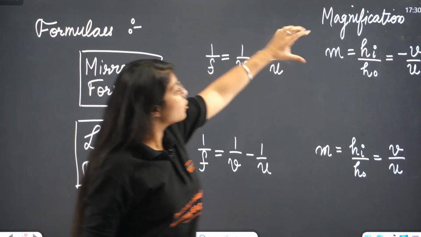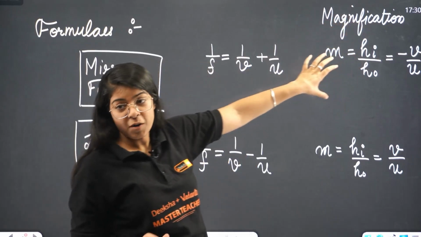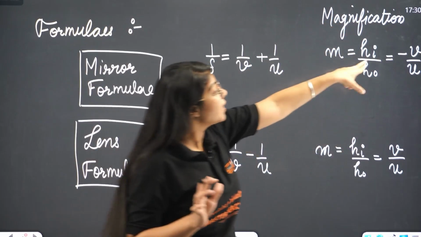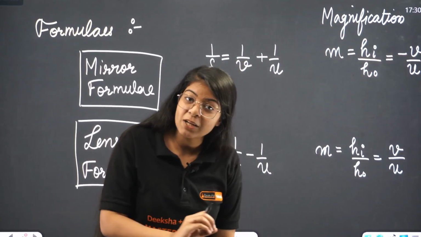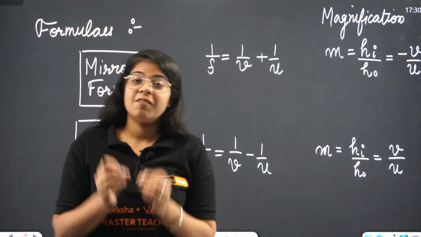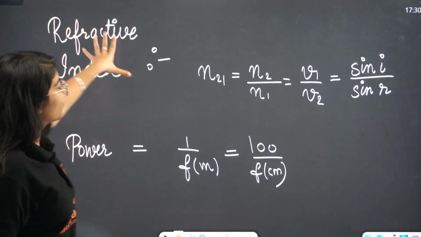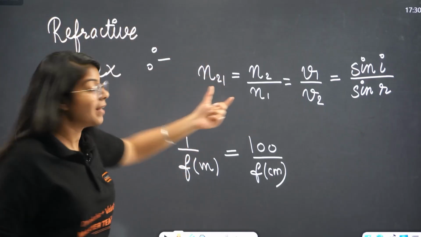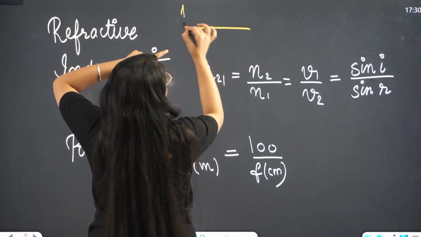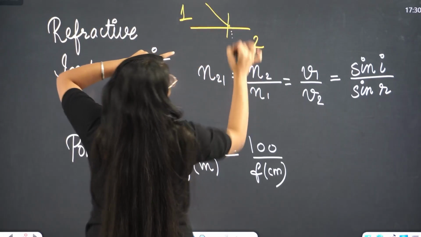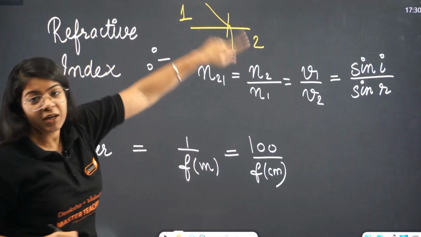Now, magnification for mirror is height of image by height of object. Same for lens, but in mirror it is minus v/u. In lens it is plus v/u. Understood? Next very important formula is your refractive index n21. That means the ray is going from medium 1 into medium 2. Okay, the ray is going from medium 1 into medium 2.